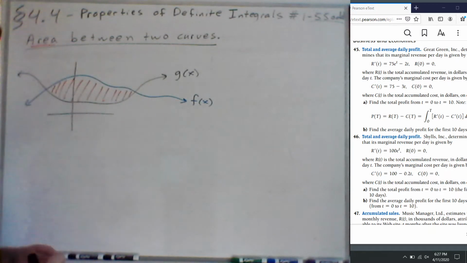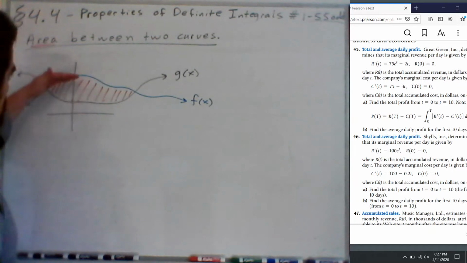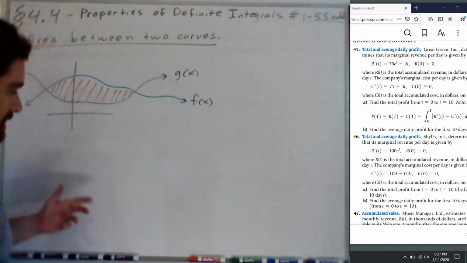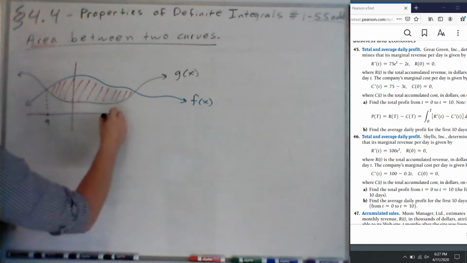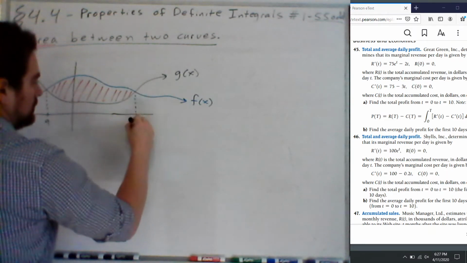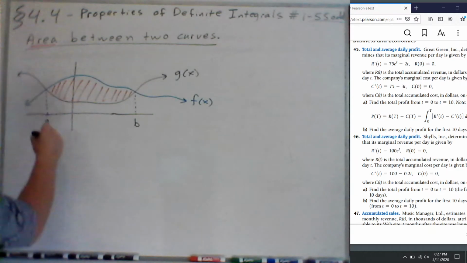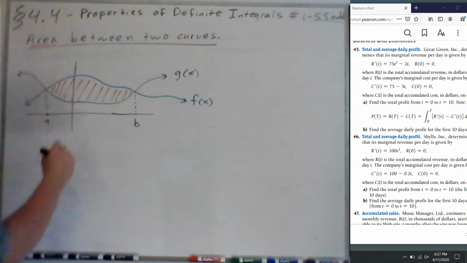And how much area is actually sitting in between those two curves. It's actually not that hard to do. Basically what we do is we integrate the blue from a to b, and we'll just put down a random a and a b. Let's say we want to find the area that's in this space here.